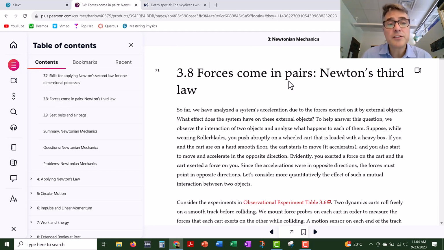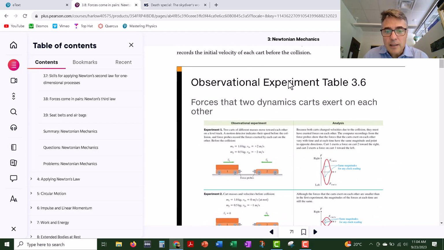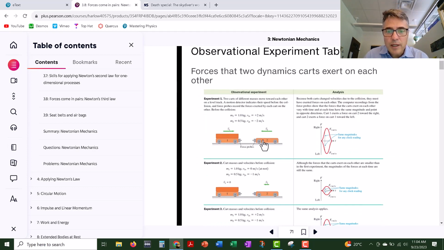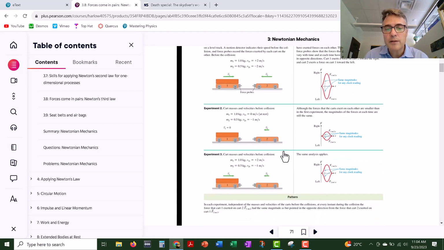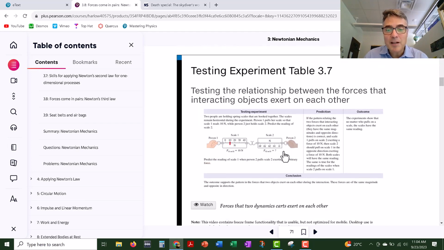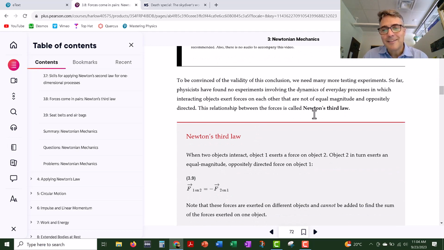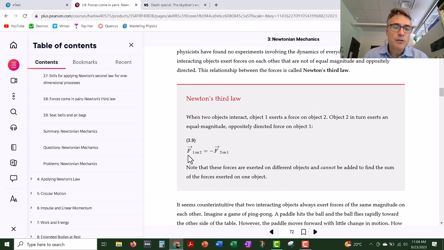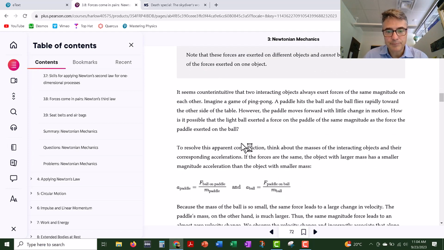Section 3.8 is just an overview of how Newton's third law comes into play. That's the equal and opposite forces on 2 different objects. So this is a nice little experiment showing you where this is coming from. There's a testing experiment where you can test Newton's third law. You can try to be convinced of its validity. So here it is in equation form. The vector force of 1 on 2 is equal to negative the vector force of 2 on 1. It's as simple as that.